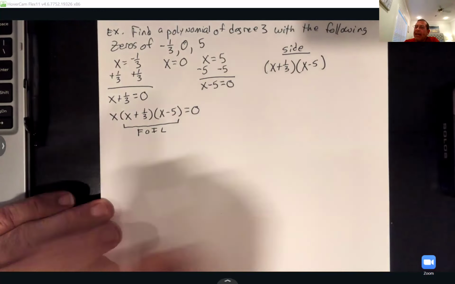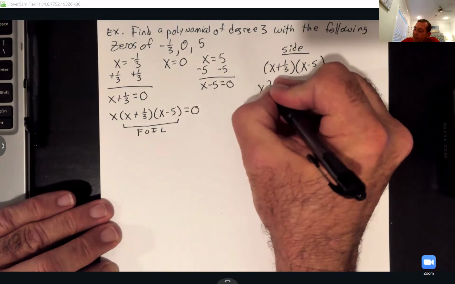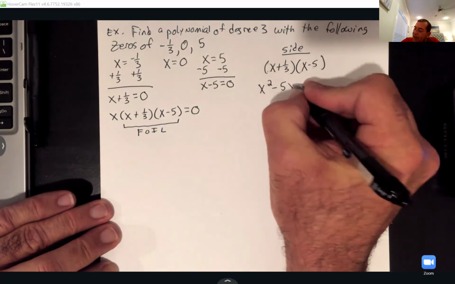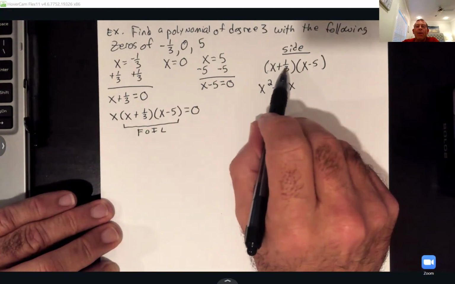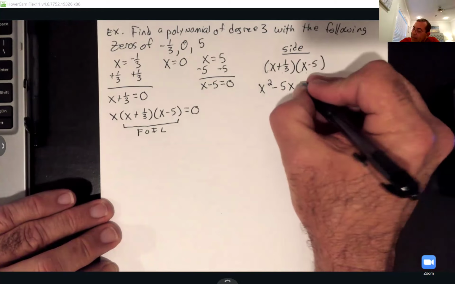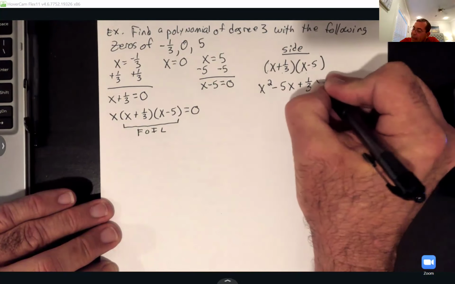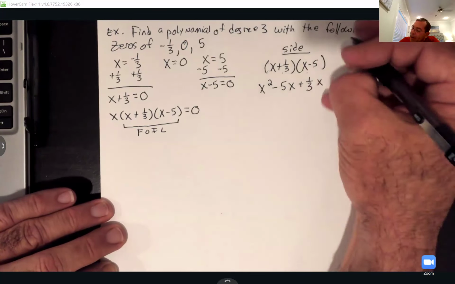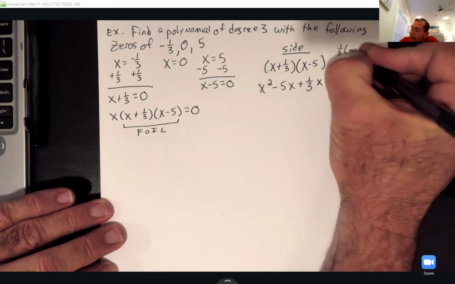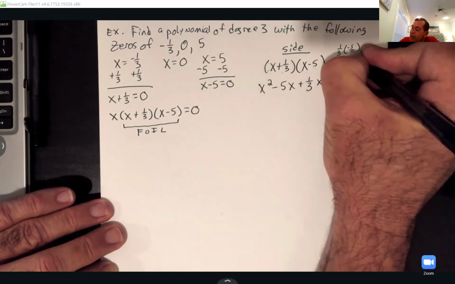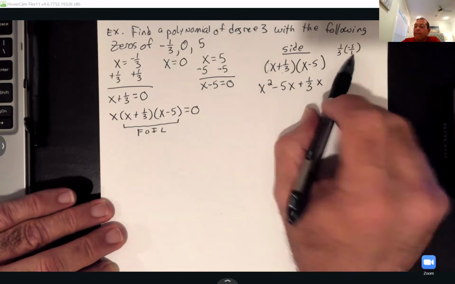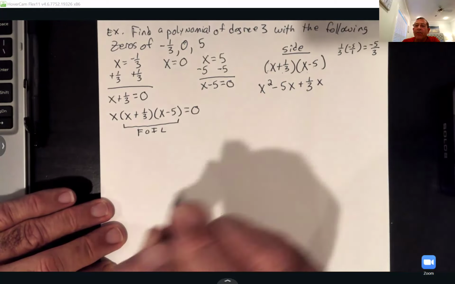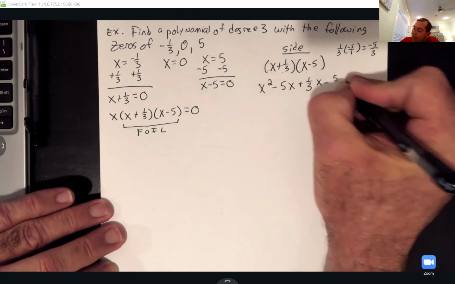Alrighty, y'all. So x times x is my x squared. X times negative 5 is a negative 5x. 1/3 times x is a positive 1/3 x. And then 1/3 times negative 5. Remember, that 1/3 times a negative 5, treat the negative 5 like it's over a 1 and multiply straight across, and you get a negative 5/3. So that's going to be at the end, negative 5/3.